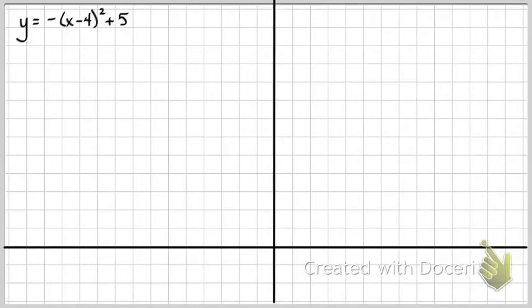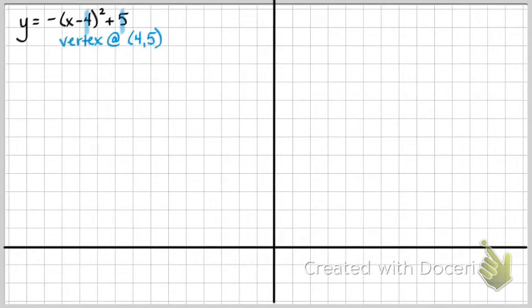Fourth installment in our Graphing Quadratics series, working from vertex form. What if that value in front is negative? Well, we've talked before about a negative a value indicating that we're reflecting in the x-axis. We'll start simple with a -1.